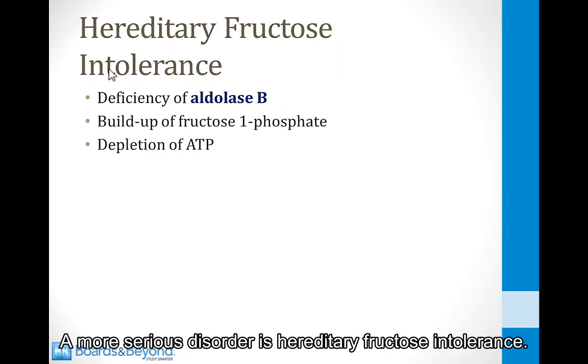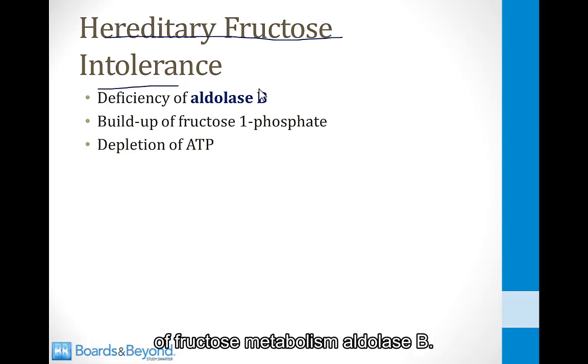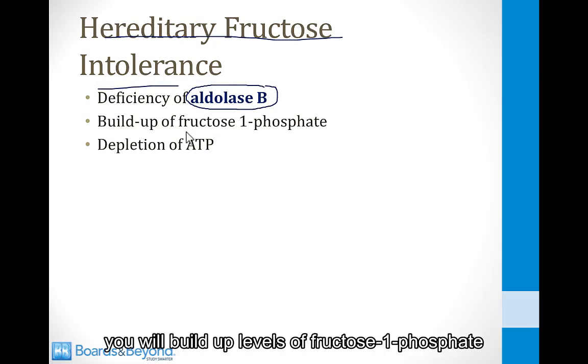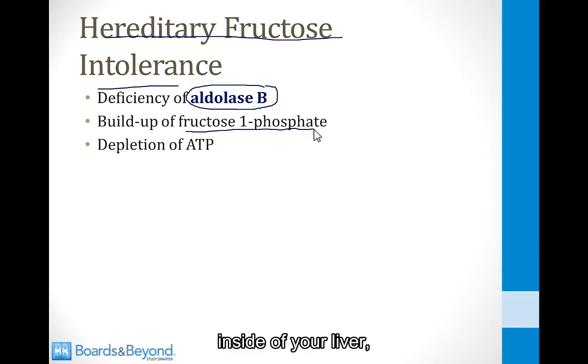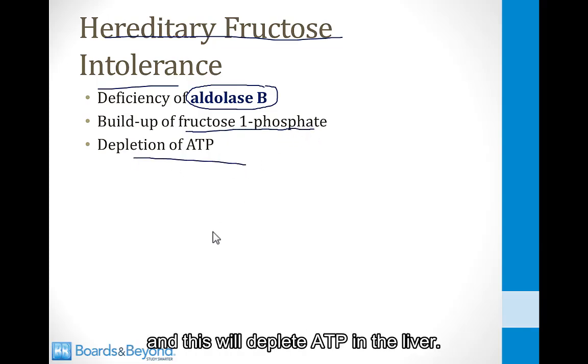A more serious disorder is hereditary fructose intolerance. This is a deficiency of the second enzyme of fructose metabolism, aldolase B. When you are deficient in this enzyme, you will build up levels of fructose 1-phosphate inside of your liver, and this will deplete ATP in the liver.